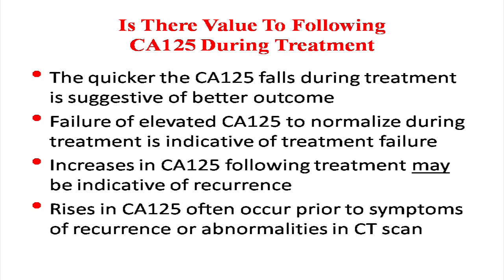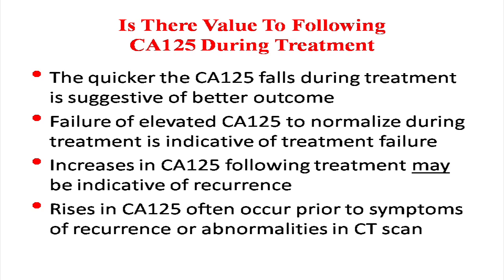And the quick answer is yes, to some extent. The quicker the CA125 falls during treatment is suggestive of a better outcome. And there are a number of studies that show that if your CA125 is elevated prior to the start of chemotherapy, and that CA125 goes into the normal range very quickly, particularly if it goes into a normal range after 1 or only 2 cycles of chemotherapy, those patients typically have better outcomes, longer survival, higher cure rates than in patients where that CA125 value falls very slowly.